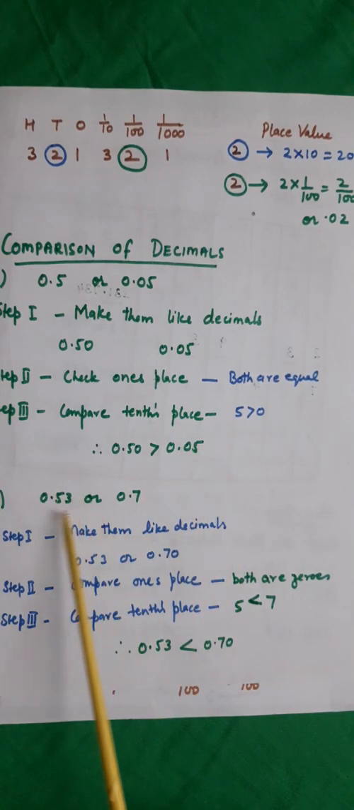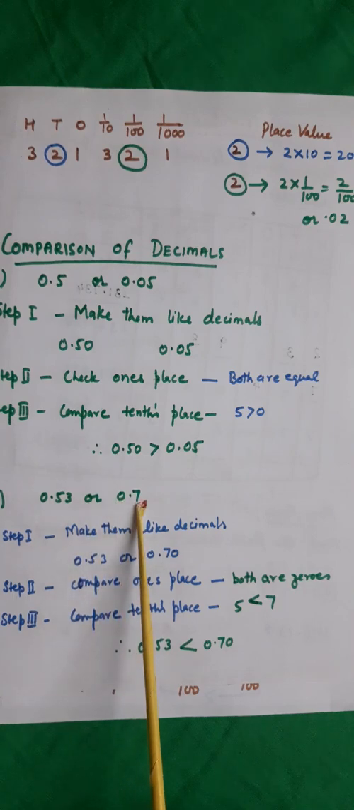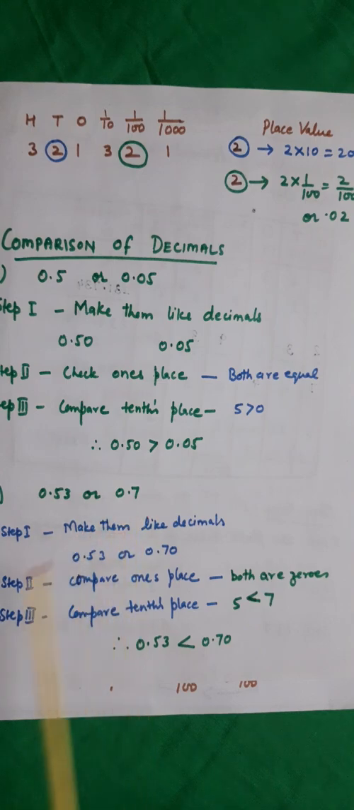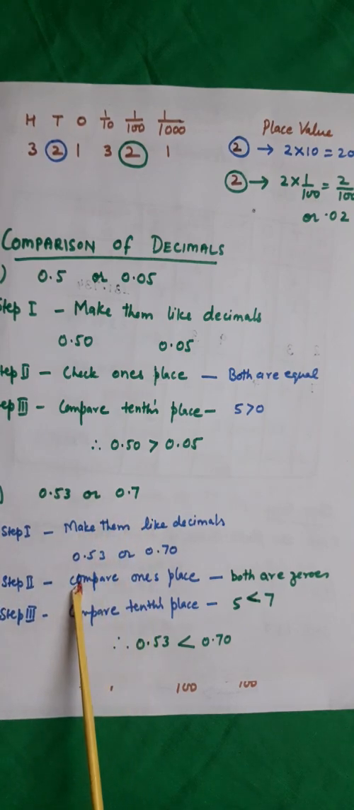Question number 2. 0.53 or 0.7. Again, they are not like decimals. So I need to convert. So I make them like decimals like this.